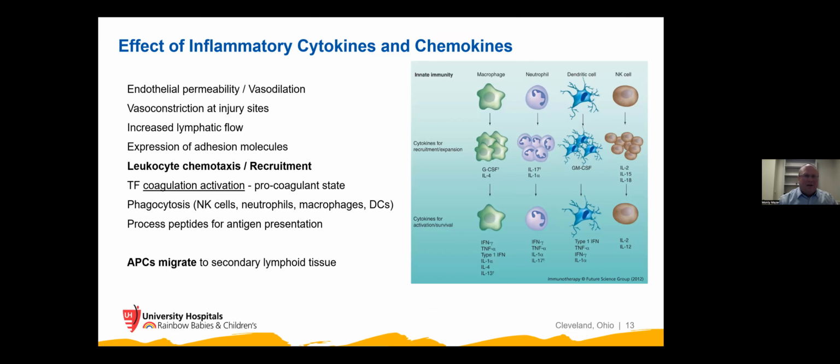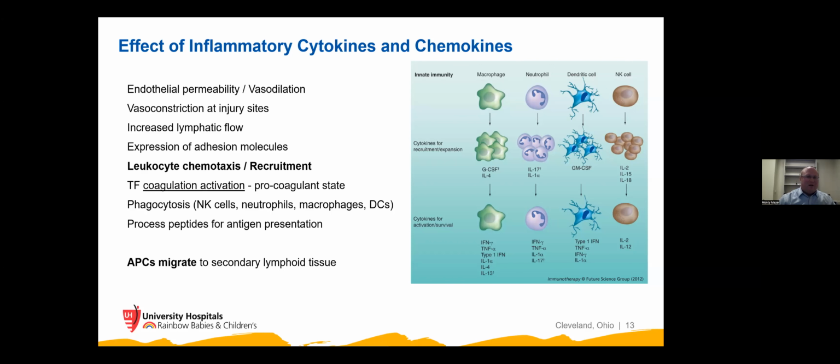So all of these cytokines are secreted. They are secreted systemically as well as locally. So you have activation of endothelial permeability and vasodilation in order to recruit cells specifically to the site of infection. But if you have an injury, you also have vasoconstriction because you want to decrease as much bleeding as possible and isolate the injury to that location. Increased lymphatic flow, you have recruitment and chemotaxis of leukocytes from the secondary lymphoid tissue, as well as the bone marrow, thymus, lymph nodes, so that they could activate this response.